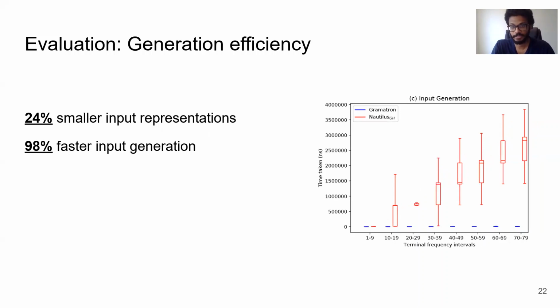Then we evaluated whether Gramatron is faster at generating inputs from scratch from the grammar. And the time taken to generate these inputs from scratch is what is represented on the y-axis. As you can see, Gramatron is able to generate inputs 98% faster. And the main reason behind this is the fact that Gramatron does not need to keep track of the parse stack while it's performing this input generation.